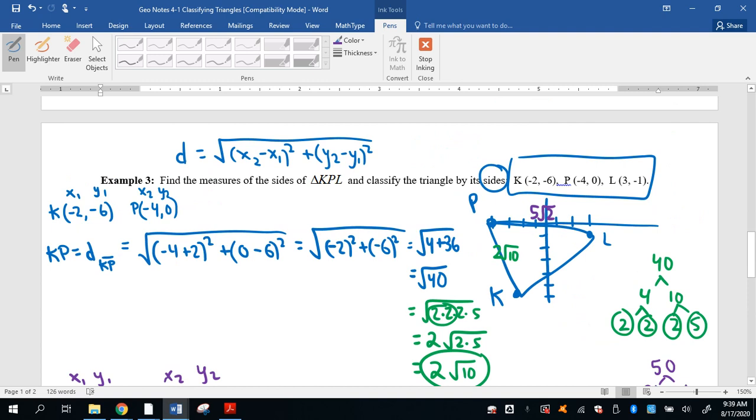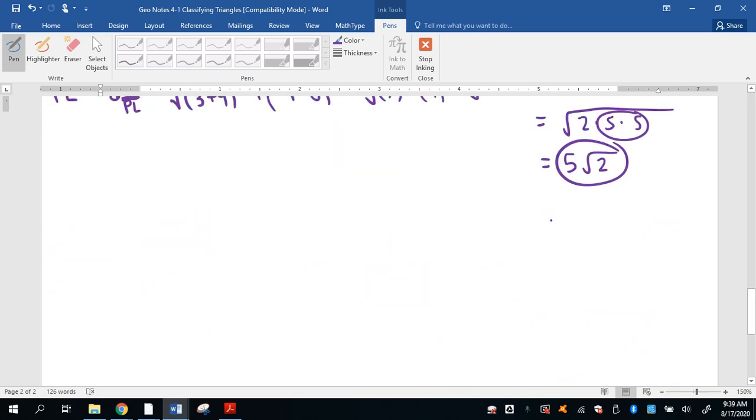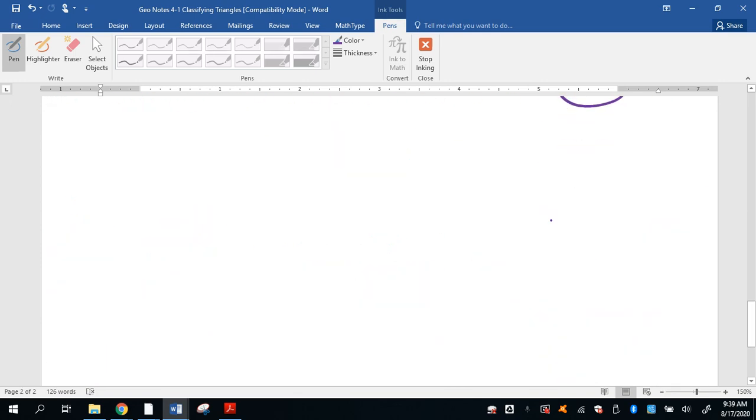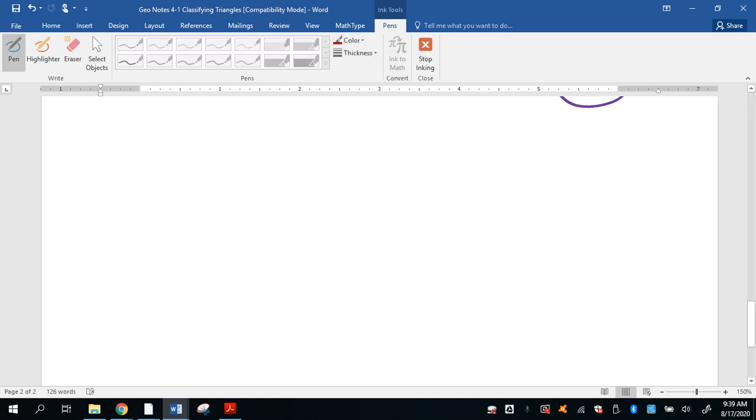So we automatically know this is not equilateral. It could be isosceles or it could be scalene. So let's go ahead and now find the third segment's length. And so I'll just use red to use a different color. How about let's find KL. So K's coordinate point is -2, -6.